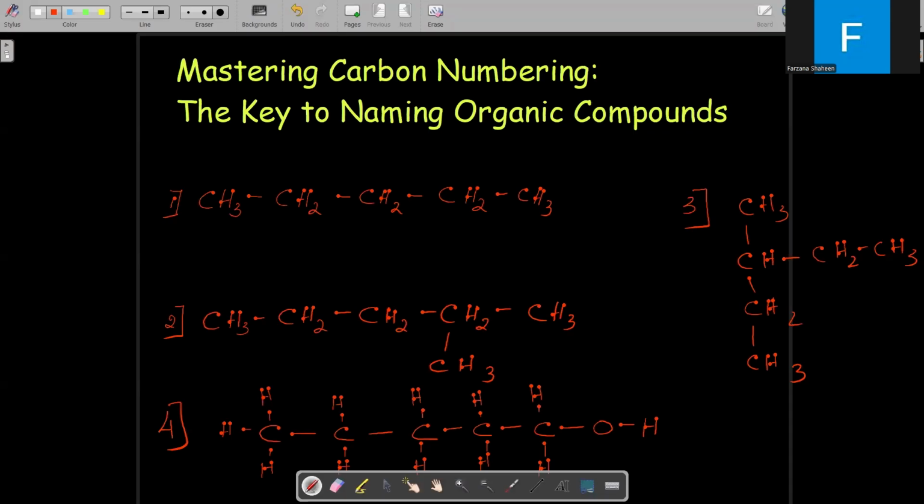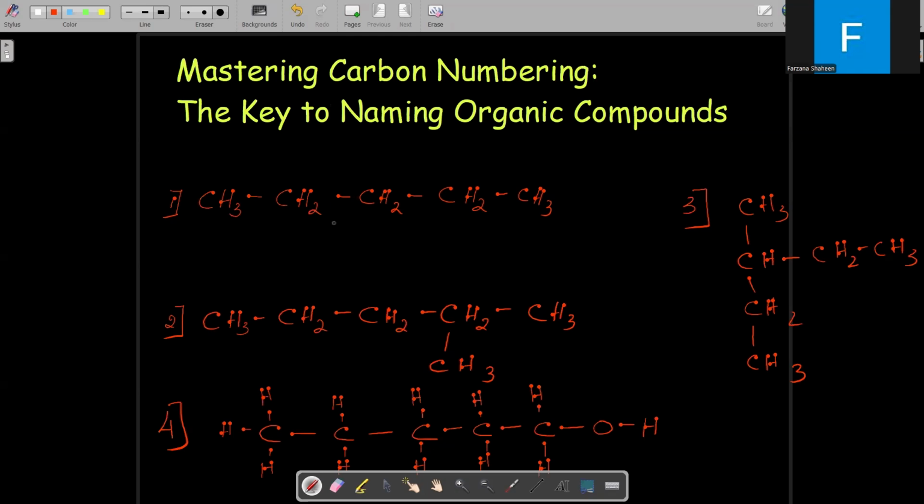Hey guys, welcome back. So today we are going to delve into mastering carbon numbering, the key to naming organic compounds. So how do we number carbon atoms? To name organic compounds, we need to number them, right? So let's start with the basics.